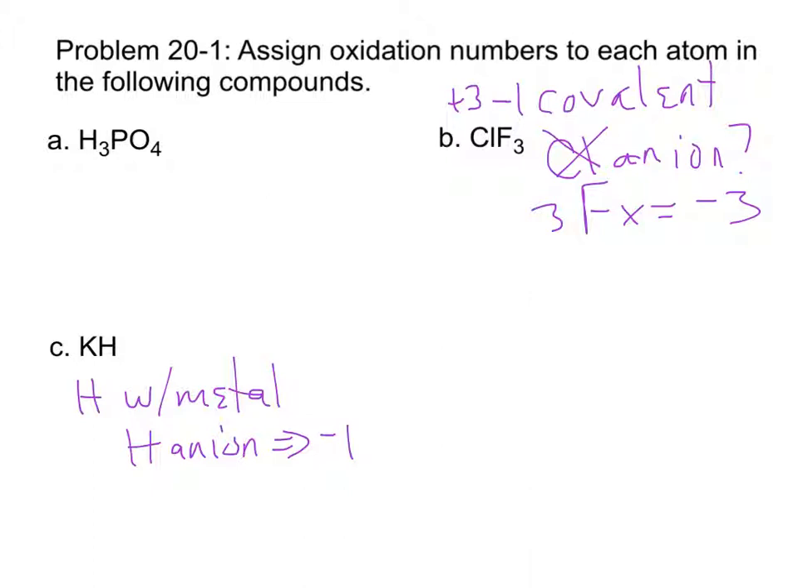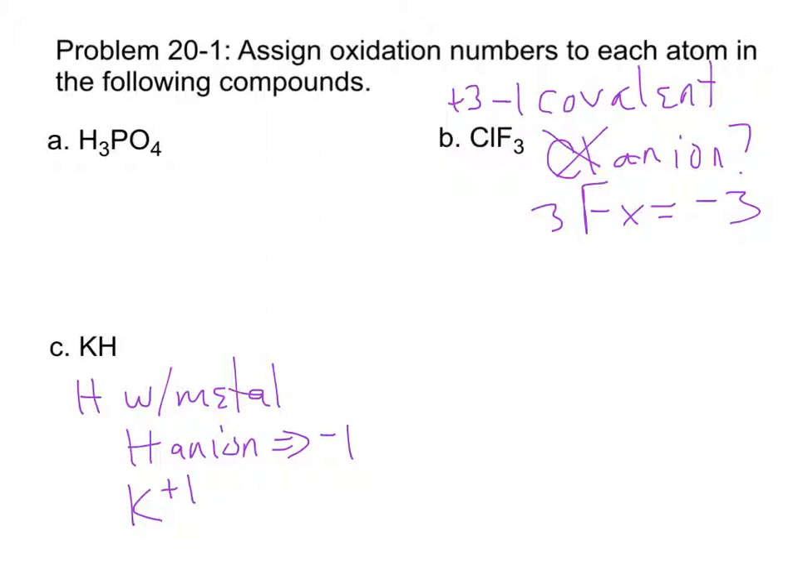Another way you might look at that is, even though you might not explicitly have been told this, usually the more electronegative atom is further to the right in the formula. And so that's hydrogen in this case. And so the hydrogen is going to act like the anion. That's another way you might look at that. And so if hydrogen as an anion is -1, then the potassium must have an oxidation number of +1 to balance that. So easy enough.